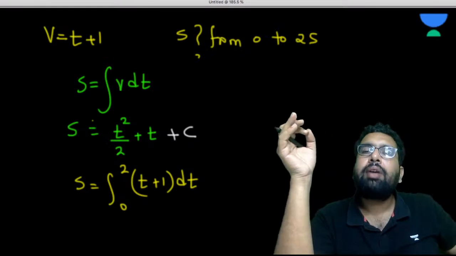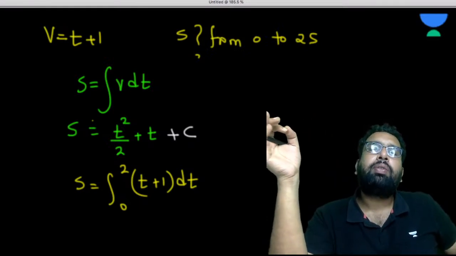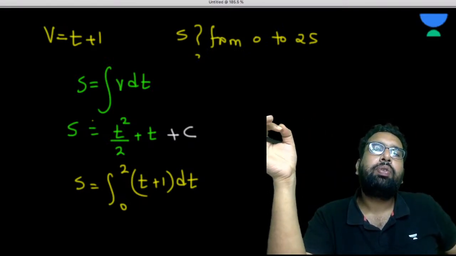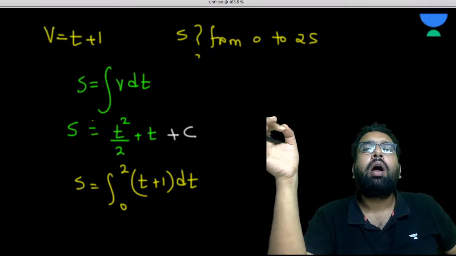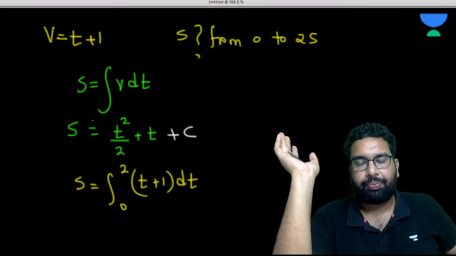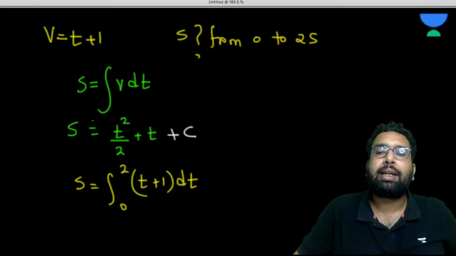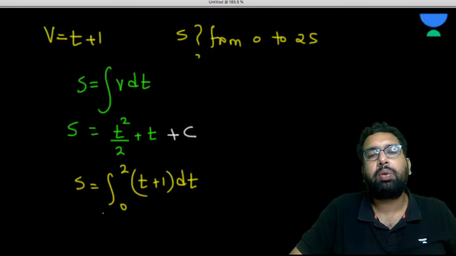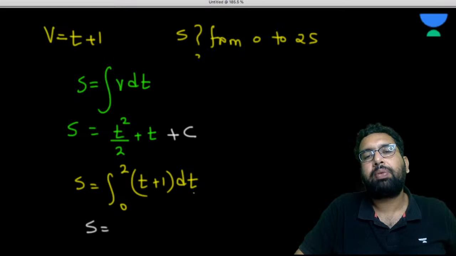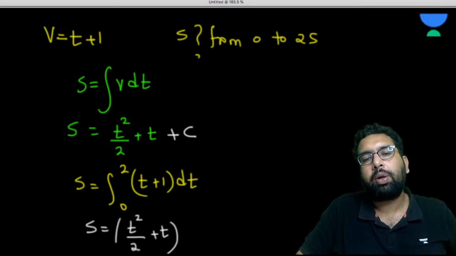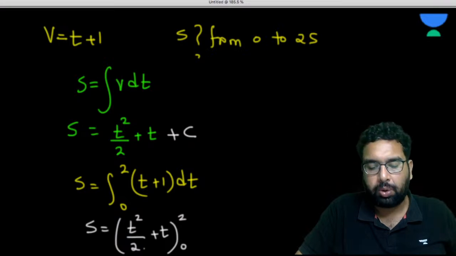So, whenever an indefinite integral is there, we have to have a constant of integration as well, and that constant of integration value we have to find in many cases. Now, in this case, what is going to happen? s is equal to the integral from 0 to 2 of t plus 1 dt. So we can integrate it, and it is going to become t square by 2 plus t. Now we are going to put the limits over it, 0 and 2.